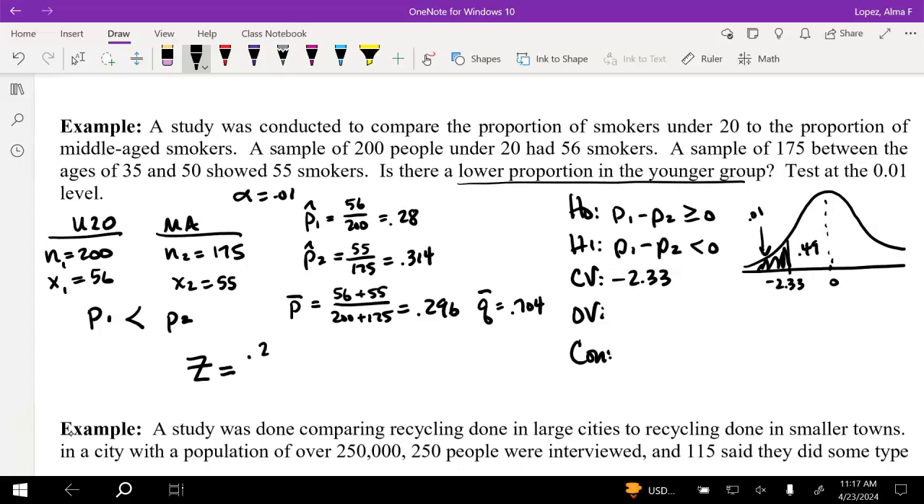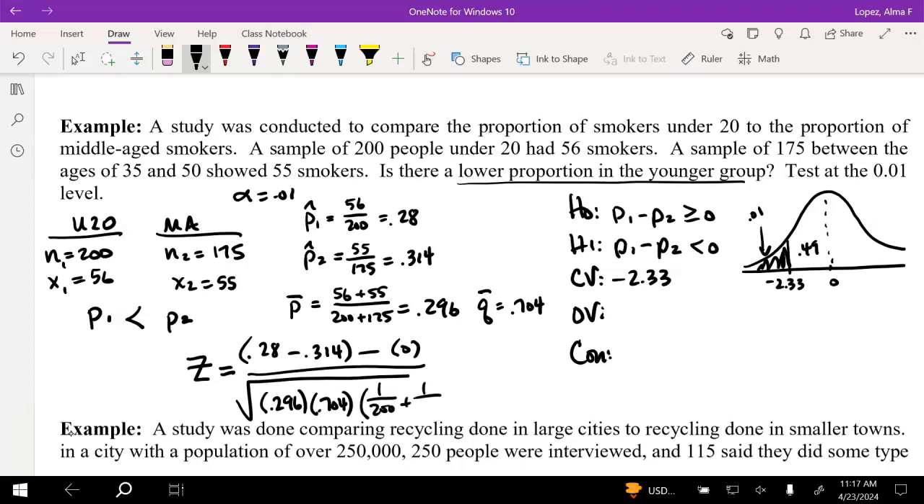Z is equal to 0.28 minus 0.314, minus 0, because P1 minus P2 is still 0, all over the square root of 0.296 times 0.704 times 1 over 200 plus 1 over 175. After you put that into the calculator, you do get negative 0.719.